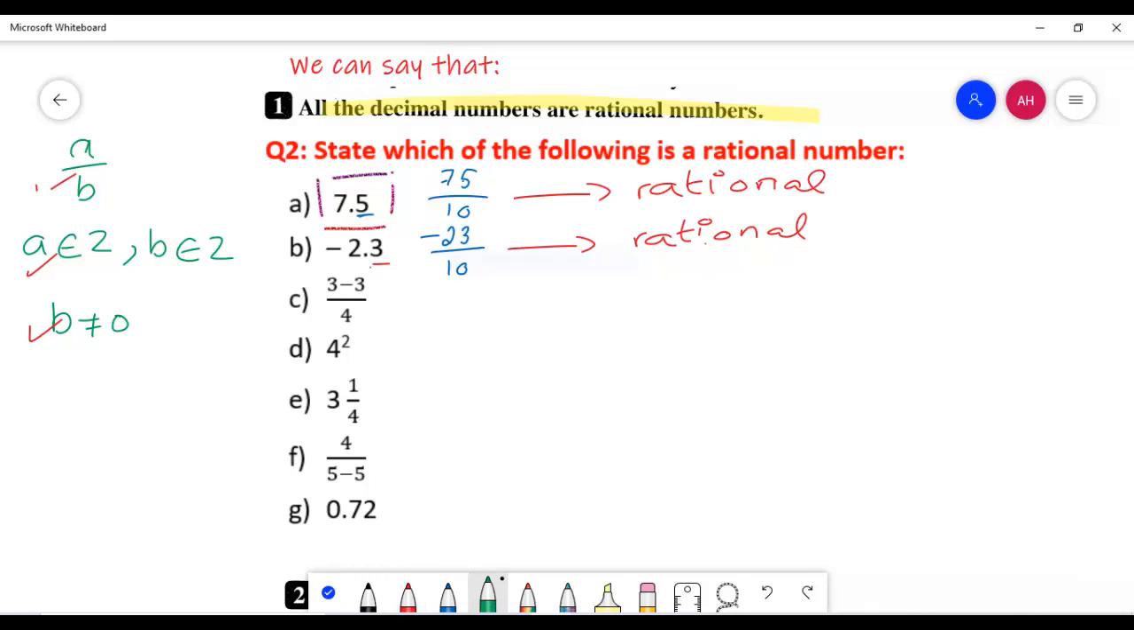What is 3 minus 3? 3 minus 3 is 0. 0 divided by 4 is equal to 0. But let's look at this form. This is in the form of a over b. My numerator, which is 0, is an integer. And my denominator is an integer as well. And also my denominator is not equal to 0. So yes, 3 minus 3 over 4 is a rational number.